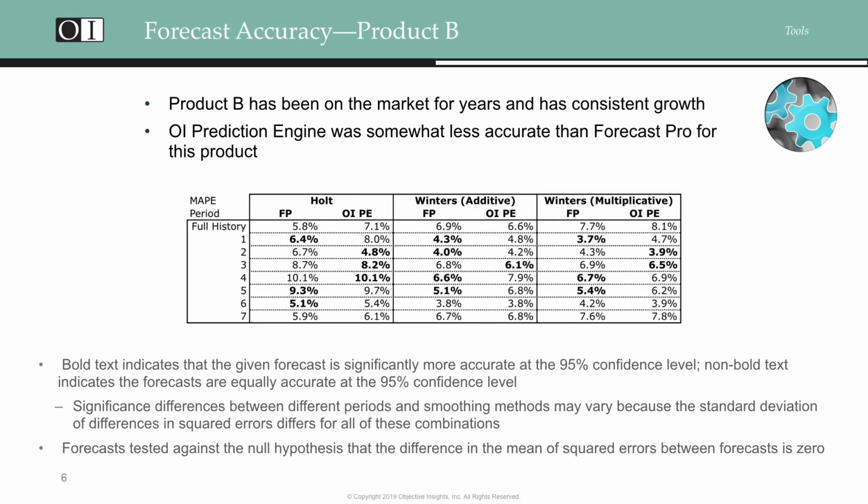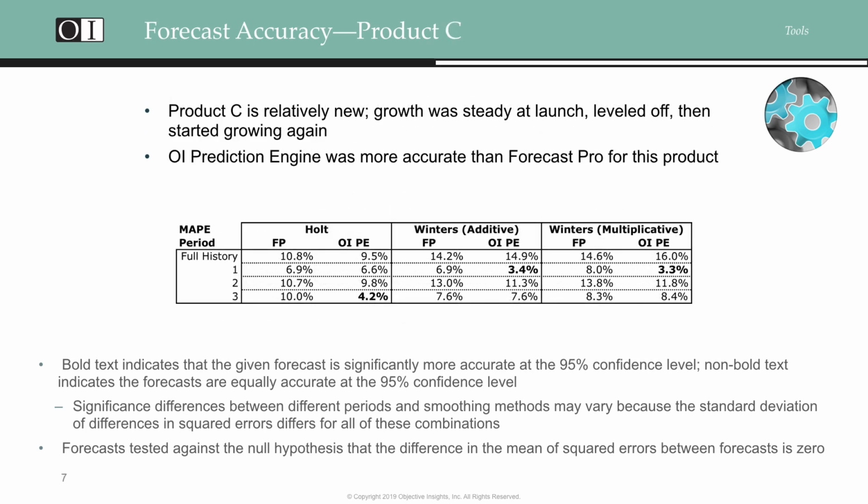So here's product B. Product B had been on the market for years and had consistent growth. And so here you can see that there are a few more instances where Forecast Pro was more accurate than the OI Prediction Engine. So generally a few more wins in the Forecast Pro column, but the results are pretty close.